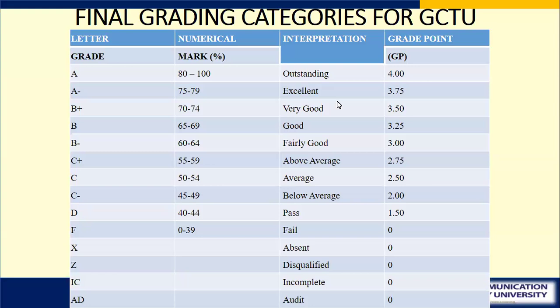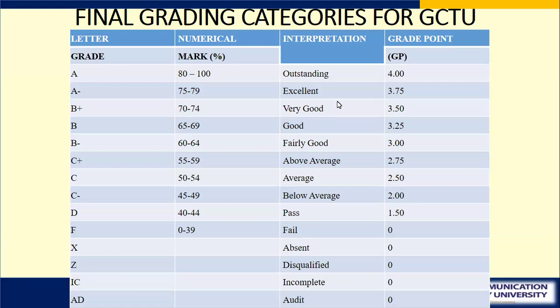Okay, and then we also have disqualified, that is Z. So this disqualified Z, if you see Z in your grade, it means you are disqualified, and it means so many things like examination malpractice, all those kind of things. Then when you see IC, that is incomplete. Okay, IC is incomplete result.